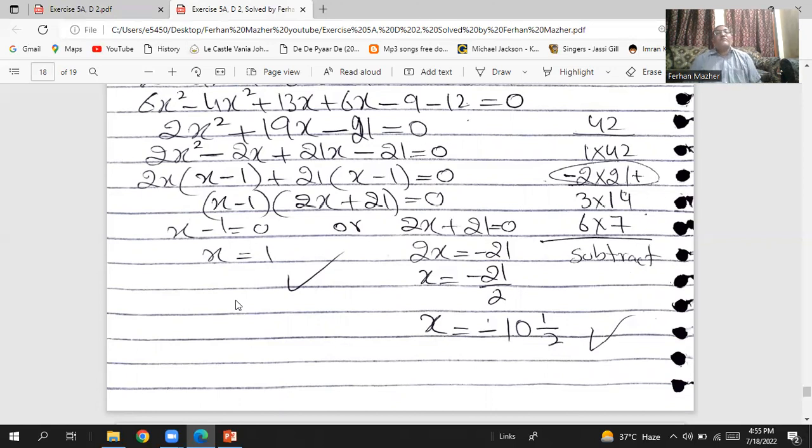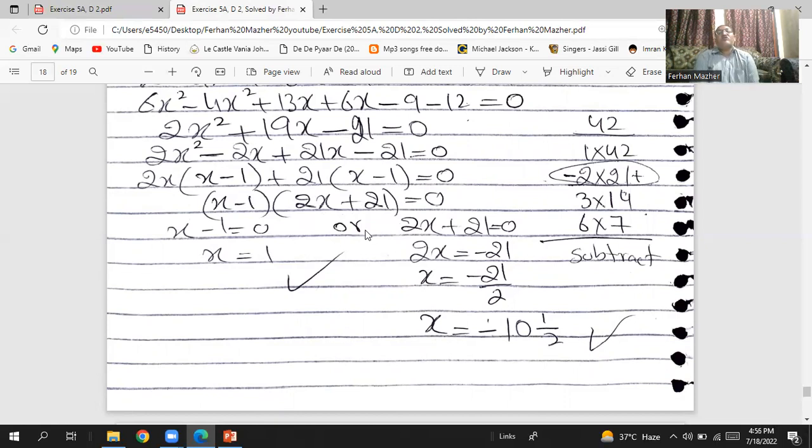From the first two terms, you can see the 2x is common. So you will in the bracket have x minus 1, and from the last two terms, 21 is common. So you will have in the bracket x minus 1. So from this term and this term, x minus 1 bracket is common, take it common. And in the other bracket, you will have 2x plus 21, and that will be equal to 0. So these two brackets, they are multiplying with each other. So either the first bracket is 0 or the second bracket is 0. So x minus 1 is equal to 0. So x will be equal to 1.